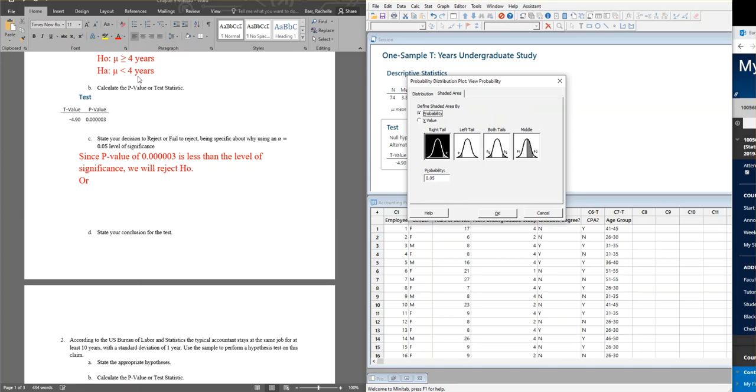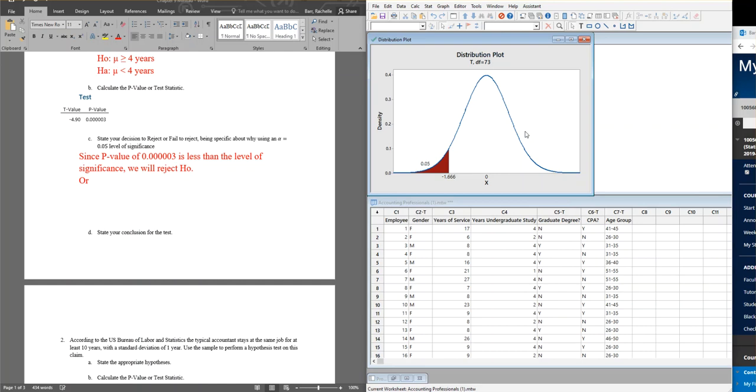That's good. And then my Ha tells me which direction I need to go. So since it's a less than, I want to create a left tail. If it was a greater than, I'd be creating a right tail. If it was not equal to, I would be taking both tails. And it's always just alpha in here, which is pretty easy.